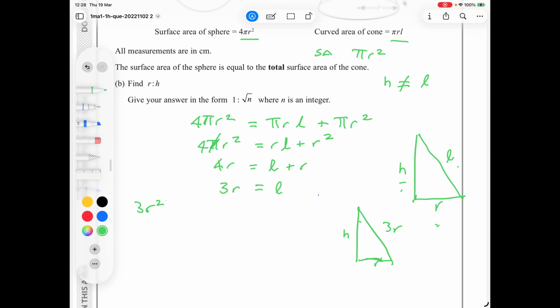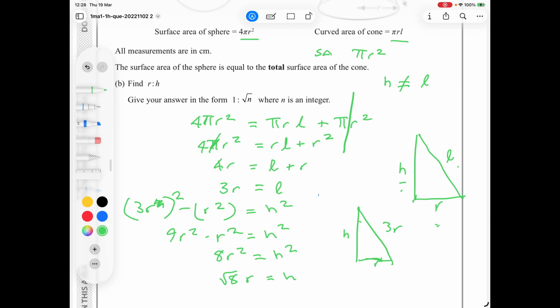So 3r squared minus r squared equals h squared. So it's not 3r squared, it's that. So it's 9r squared minus r squared equals h squared. So that's 8r squared equals h squared. So that would be root 8 r equals h. So that means that for every r we have root 8 as our h. And that's how they relate to each other, or 3 root 2.